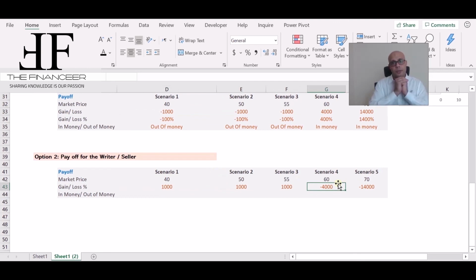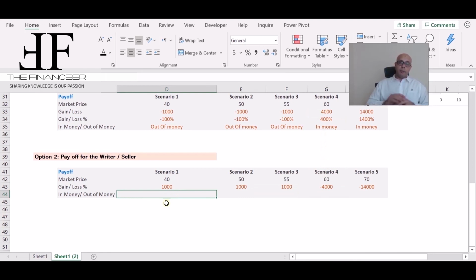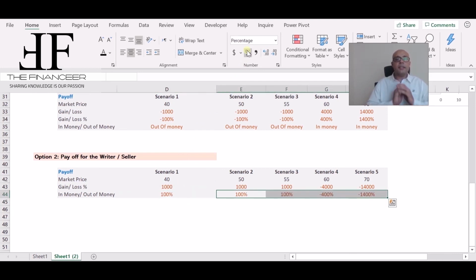But look at the loss for the seller and the writer. The loss is open. The writer is charged with very high risk if the market price increased over the strike price in the case of the call option. In this scenario, he lost 4,000. In this scenario, he lost 14,000, because the gain will be considered as a loss on the other party. And if you would like to calculate the percentage of the gain and loss, you need to divide this by the amount he collected in the beginning, which is $1,000. So in this case, you will find the loss is very high if the market price increased over the strike price.